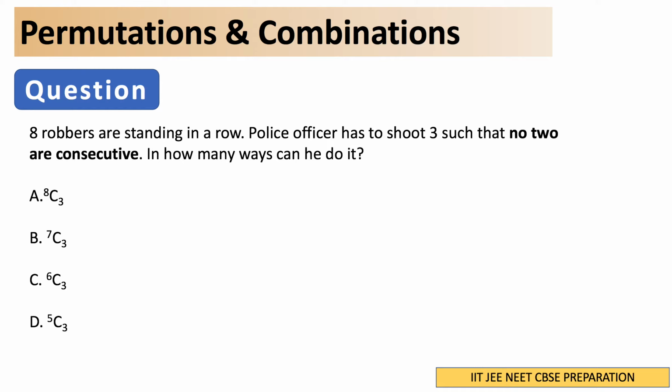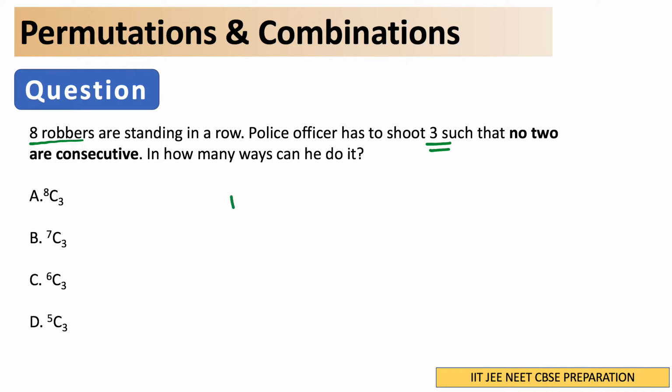Hello friends, in this video let us take a look at this question. It says that 8 robbers are standing in a row and a police officer has to shoot 3 of them such that no 2 are consecutive. So the 3 people that he has to shoot, none of the 3 robbers should be consecutive.